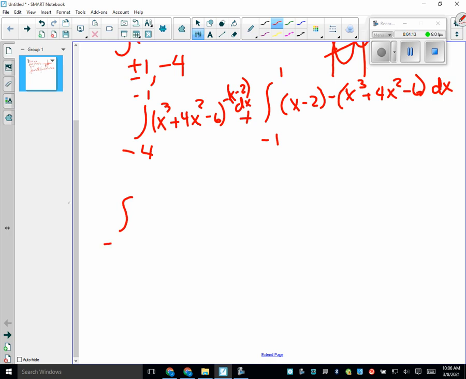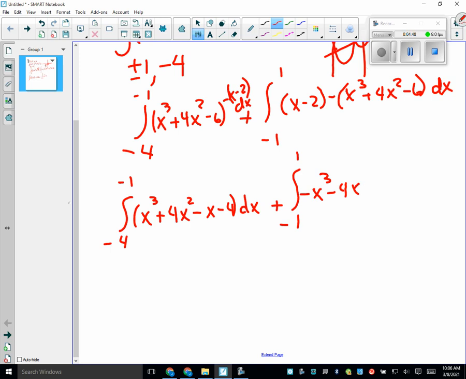So, do I have the integral from negative 4 to negative 1 of x cubed plus 4x squared minus x minus 8? Oh, no, it's not minus 8. What is it? Why don't we just plug it in? Oh yeah, I forgot we can plug it in. Plus, isn't this the integral from negative 1 to 1 of negative x cubed minus 4x squared plus x plus 4 dx? Right?